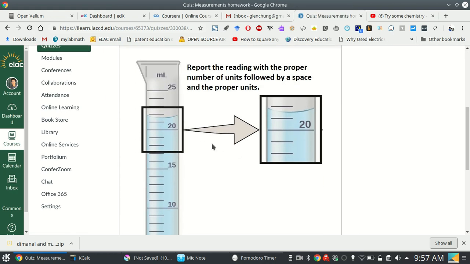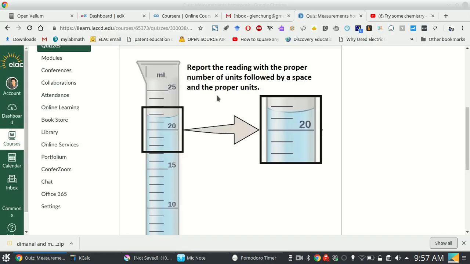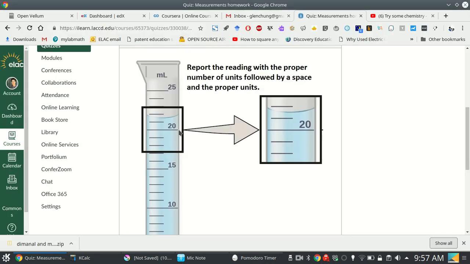All right. Now, what about this? Here, I've got 20, 21, 22, 23, 24, 25. The smallest spacing here is 1. Okay, that's different from this. The smallest spacing here was not a 1, it was a 0.2. Smallest spacing here is 1, so that means I have to guess the next digit.